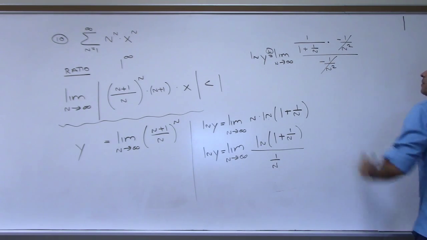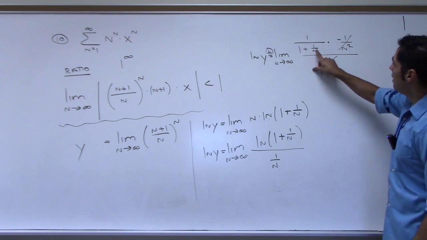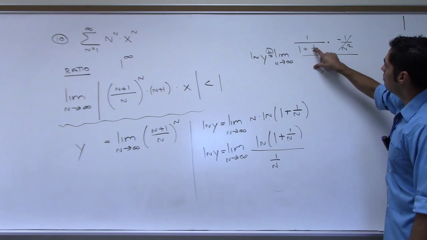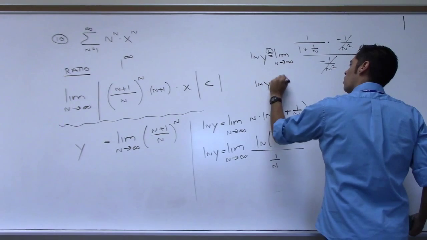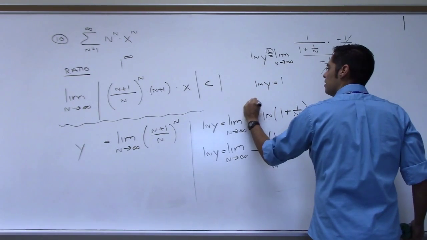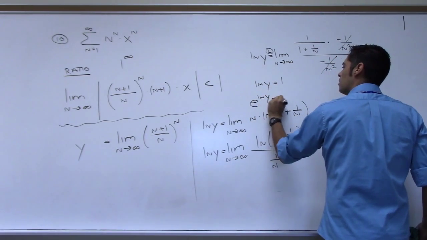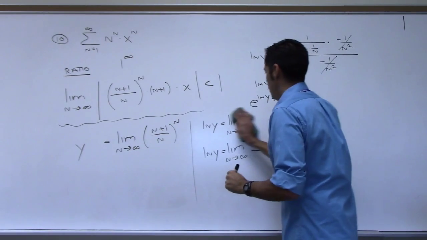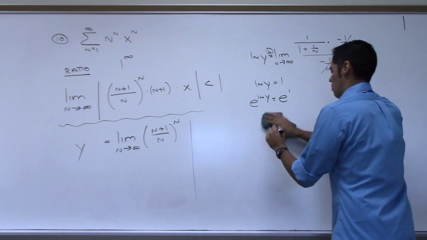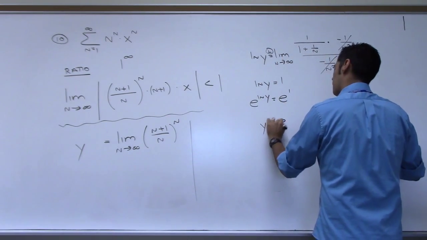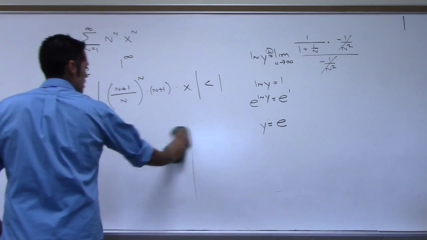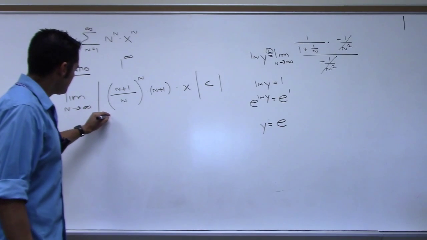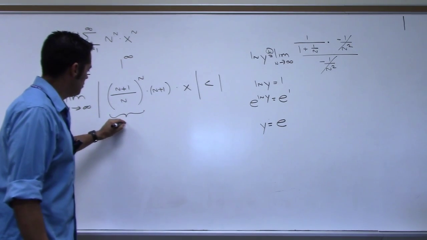These cancel. Now let n go to infinity. This goes to 0. You get 1 over 1. So you get that natural log of y equals 1. And then you take e on both sides. E to the natural log of y equals e to the 1. So y is e.